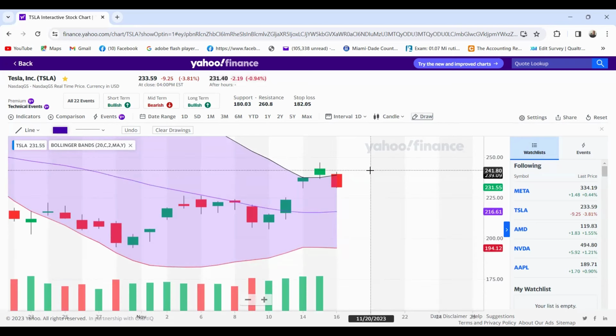And that's the way we do some study. But that doesn't mean you have to buy, sell, or hold. It's just for educational purposes.